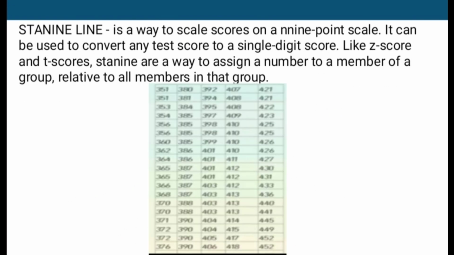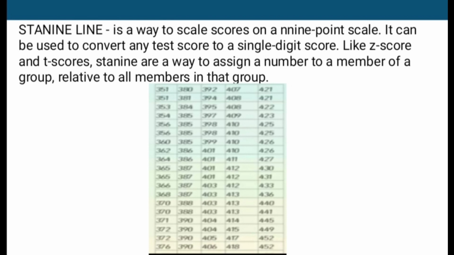So next one is stanine score. A stanine score is a way to scale scores on a 9-point scale. It can be used to convert any test scores to a single-digit score, like Z-scores and T-scores. Stanines are a way to assign a number to a member of a group relative to all members in the group.